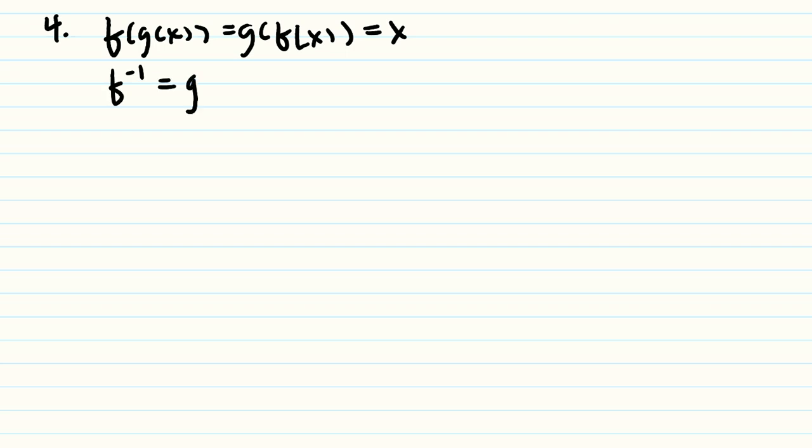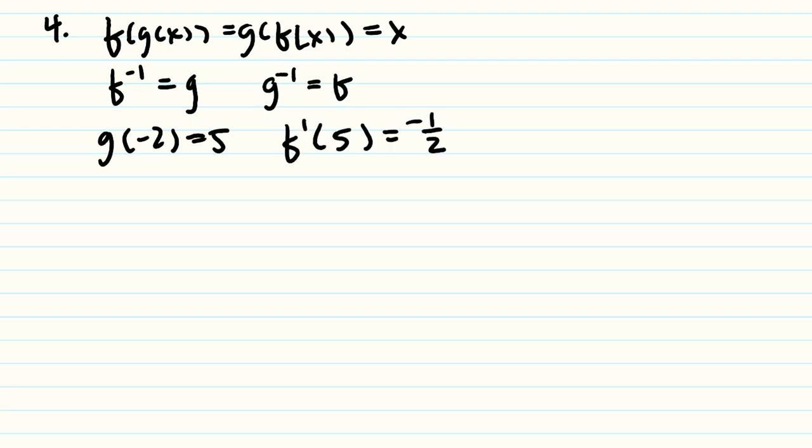All right, for number 4, when they tell you that f of g of x equals g of f of x is equal to x, I don't remember if I mentioned this in the video, that is code for f and g are inverses. They are each other's inverse. g of negative 2 equals 5, and f prime of 5 equals negative 1/2. g prime of negative 2 equals what?